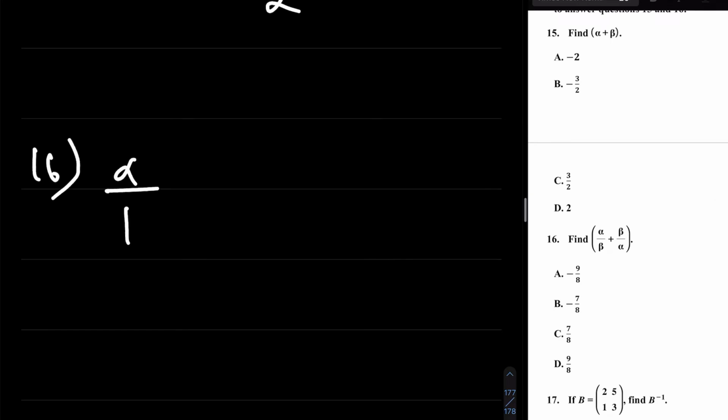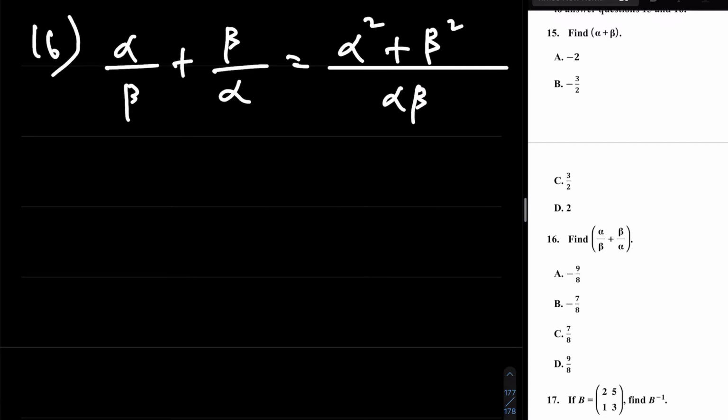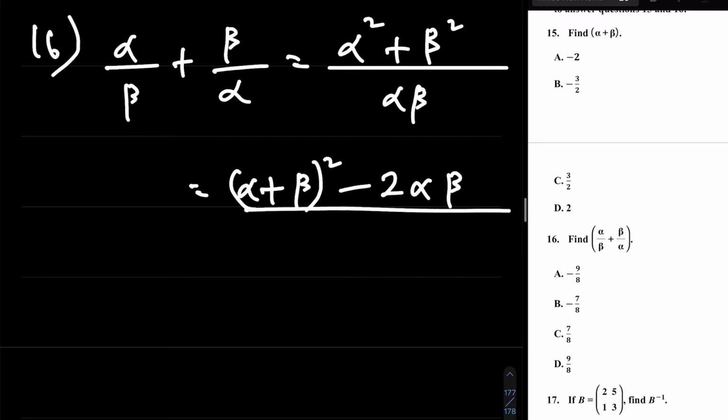Find alpha over beta plus beta over alpha. If we add those fractions, the LCM is going to be alpha beta. Alpha beta divided by beta is alpha times alpha, that's alpha squared, plus alpha beta divided by alpha is beta times beta, that's beta squared. And that simply means alpha squared plus beta squared over alpha beta. Alpha squared plus beta squared is the same as alpha plus beta all squared minus 2 alpha beta, all over alpha beta.